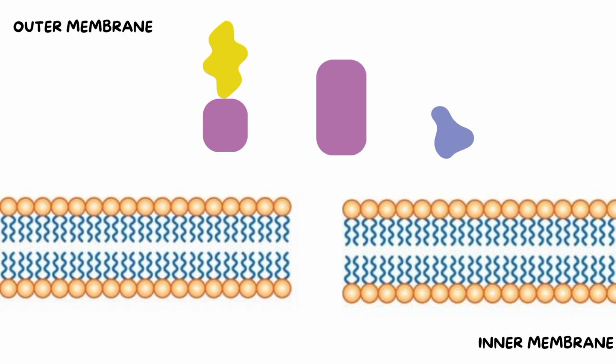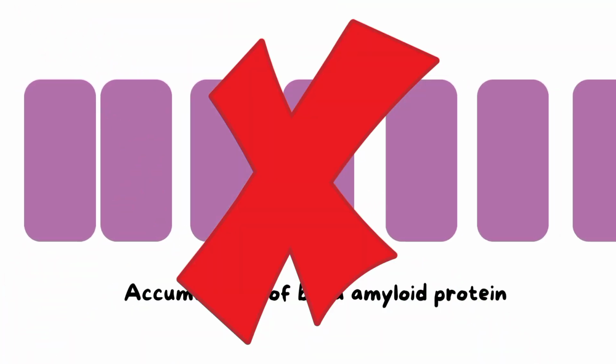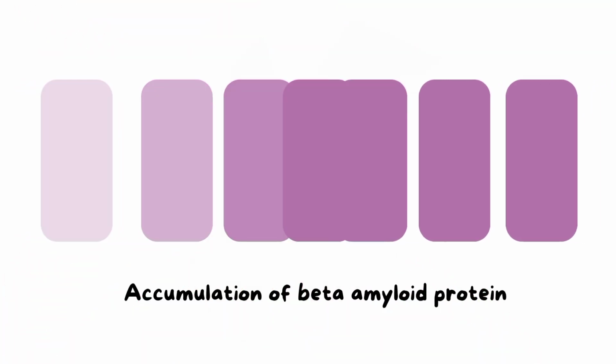The cleaved segments are released outside the neuronal membrane. These cleaved segments are not in pure form, hence they are soluble. Amyloid beta protein in soluble form is non-hazardous. Hence, there is no accumulation of the beta amyloid protein.